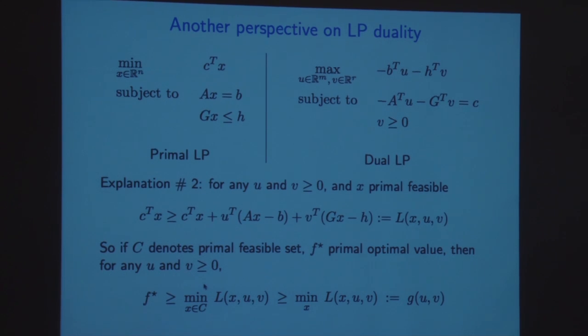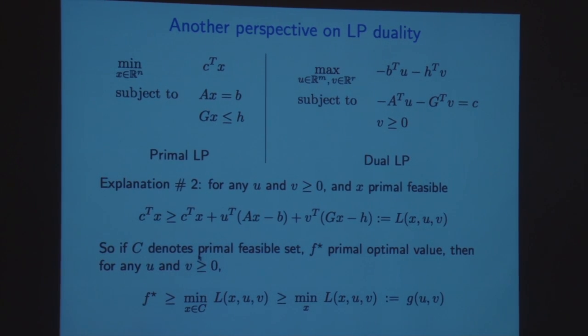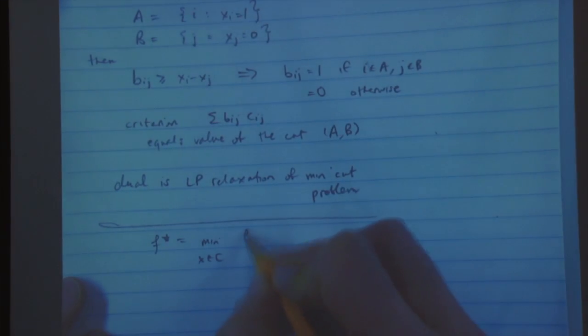So Lagrange duality proceeds by saying that if C denotes the primal feasible set, so we denote C by the set of all x that satisfies these linear constraints, then the primal optimal value, f star, is equal to the minimum over all x in C of f of x.